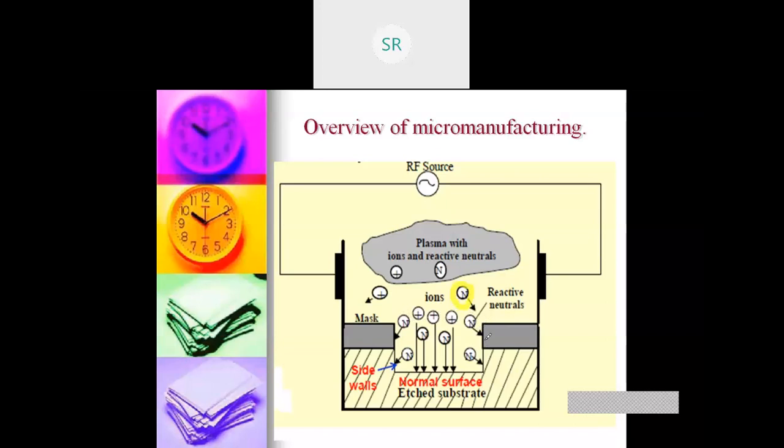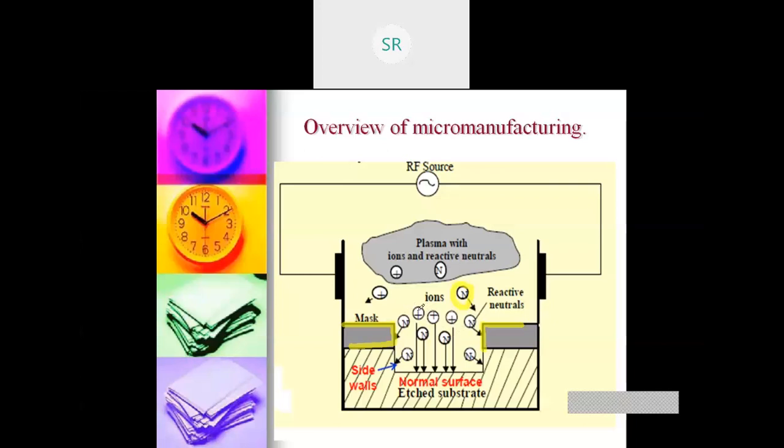So this is my target. Target in the sense that I want to maintain this layer, or this structure, and I want to remove this unwanted layer, which is not desired for me. So for this, whatever reactive neutrals are generated, they bombard the side wall, and at the same time the charged ion.